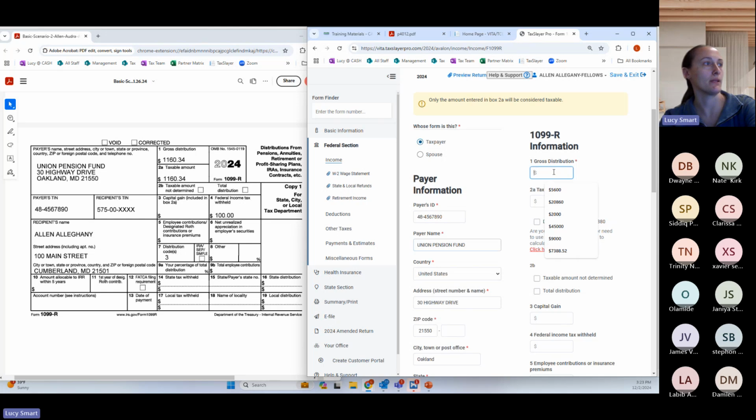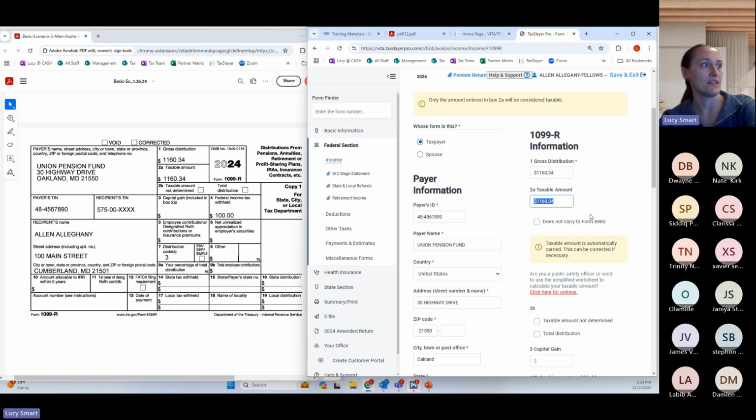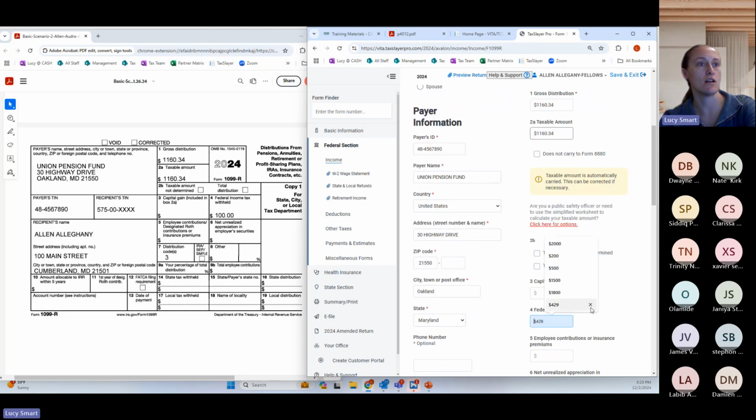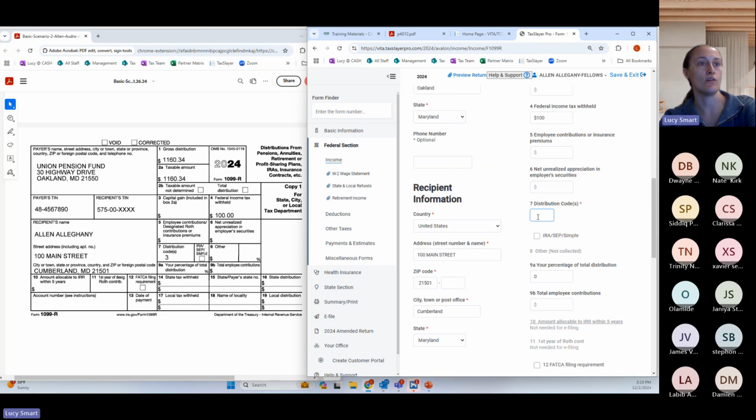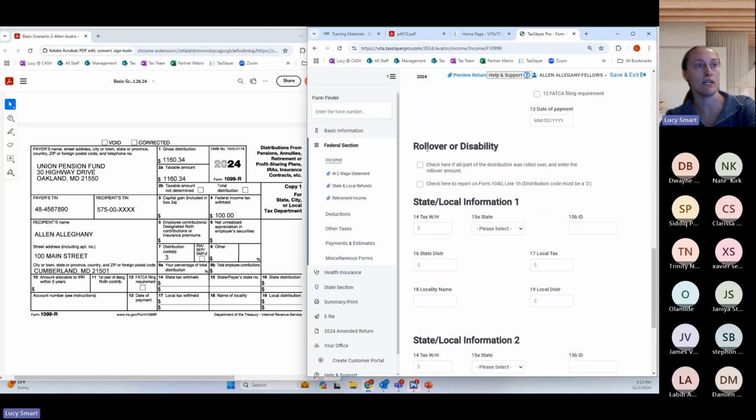We got an automatic population again. And then the gross distribution is $11.60 and 34 cents. Whole thing's taxable. We had $100 of income tax withheld in box 4. And then box 7 is a code 3. There's nothing else on the form itself, but because of code 3, remember we need to look at the rollover and disability section.